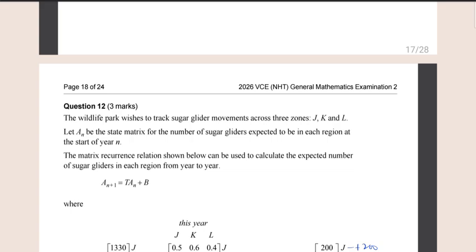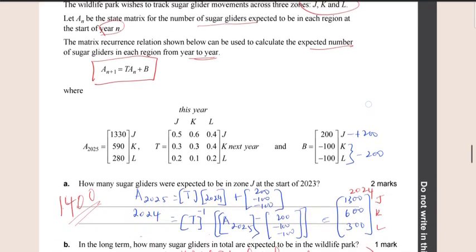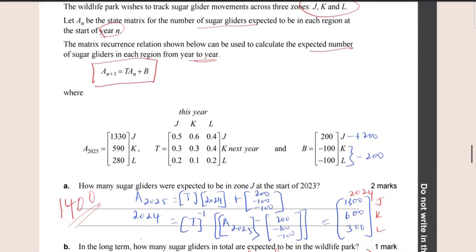The next question, question 12: the wildlife park wishes to track sugar glider movements across 3 zones, J, K, and L. Let A and B be the state matrix for the number of sugar gliders expected to be in a region at the start of year n, and the recurrence relation shown to calculate the expected number in each region from year to year is given by this equation, where A is given, T is given, and B is given. How many sugar gliders are expected to be in the zone J at the start of 2023?